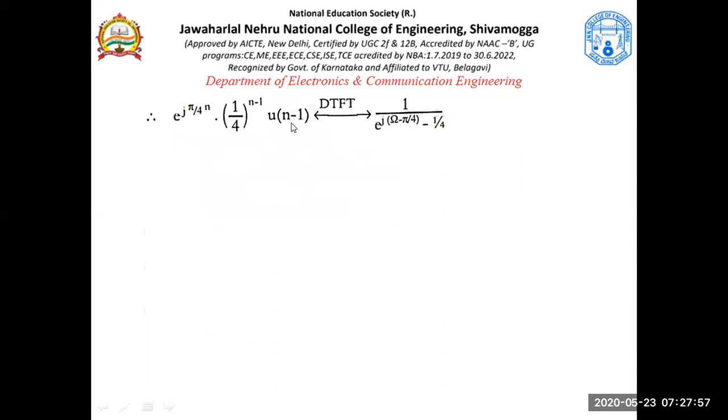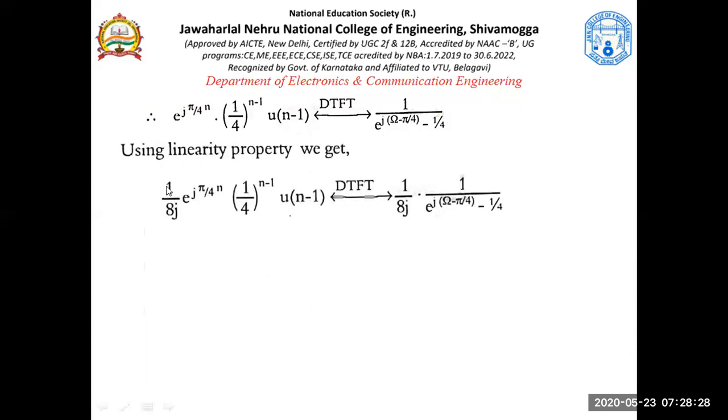So there is u of n minus 1 and there is an exponential, right? If there is an exponential here in time domain, we know that there has to be a shift in frequency domain. So what is that shift? It is plus pi by 4, so it has to be taken as omega minus pi by 4. Fine. Similarly, using linearity, you can bring this 1 by 8j, so 1 by 8j would get carried in the frequency domain also.